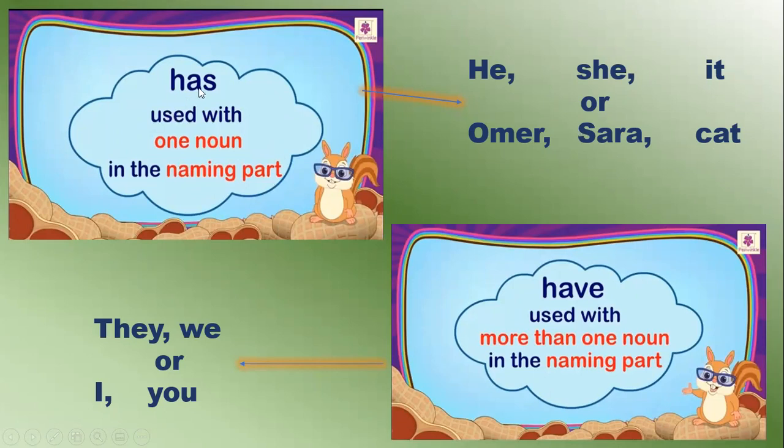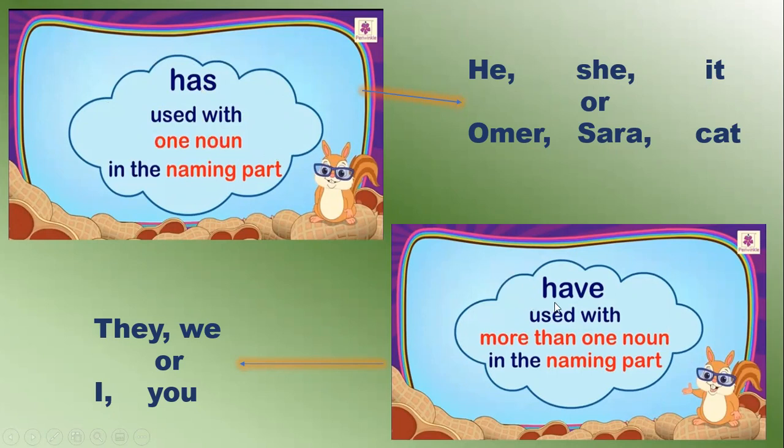So we use has. He has a blue shirt. She has a bicycle. It has a soft fur. Like this, with a single name also, we use the word has. Remember this and keep this in your mind. And please don't forget, whenever you write anything, just remember with he, she, it, or any single name, single animal, you write the word has, used with one noun.